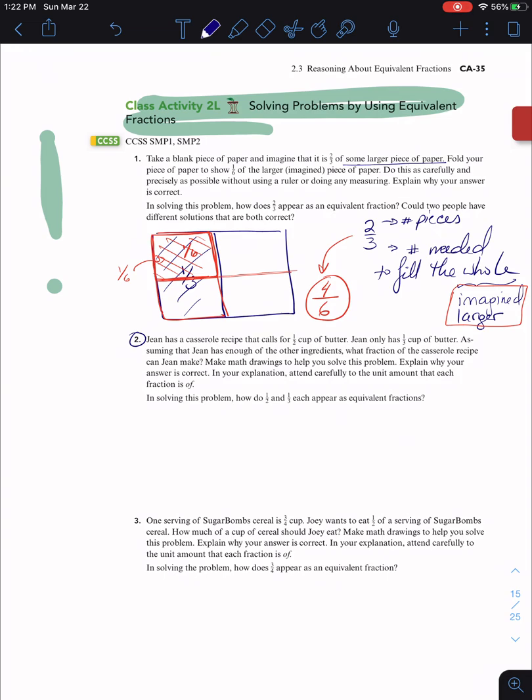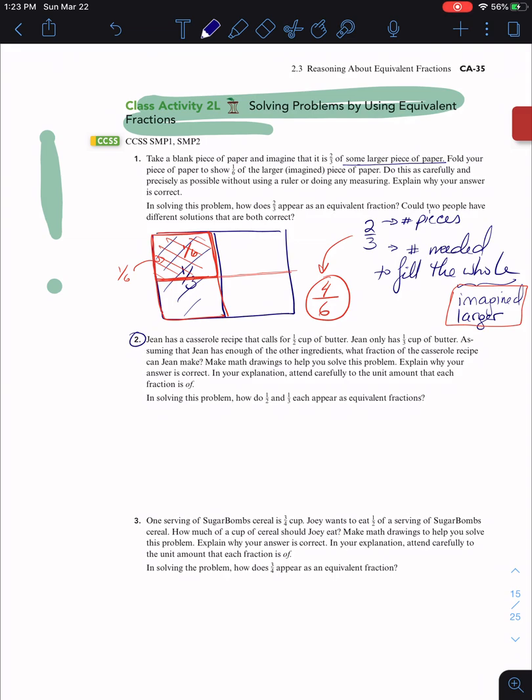Jean has a casserole recipe that calls for 1/2 cup of butter. Jean only has 1/3 of a cup of butter. Assuming that Jean has enough of the other ingredients, what fraction of the casserole recipe can Jean make? Make math drawings to help you solve this problem. Explain why your answer is correct. In your explanation, attend carefully to the unit amount that each fraction is of. In solving the problem, how did 1/2 and 1/3 appear as equivalent fractions?